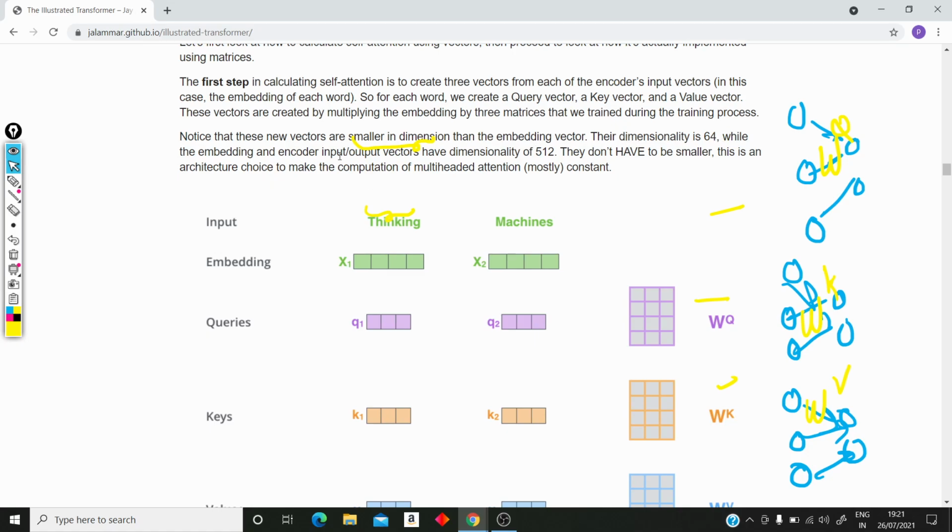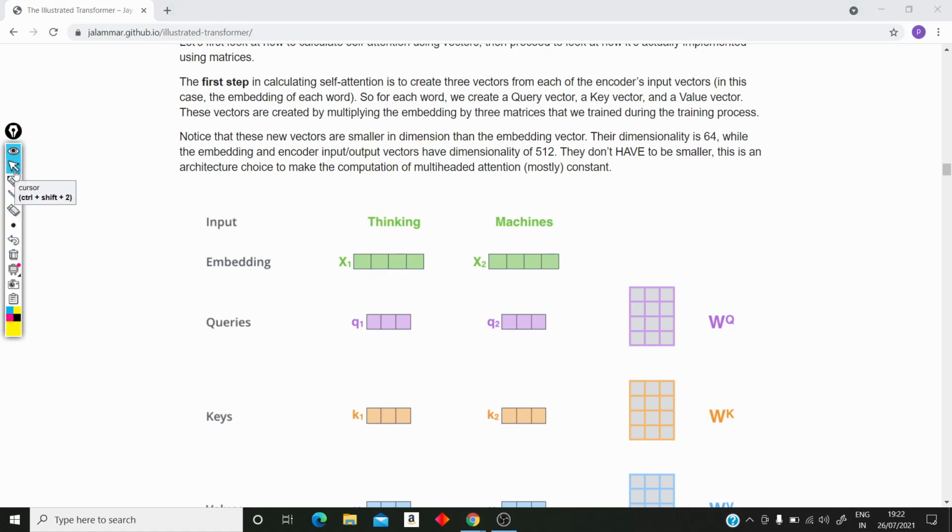Notice that the new vectors are smaller in dimension than the embedding vector. Their dimensionality is 64, while the embedding and the encoder input and output vectors have dimensionality 512, as I already said. They don't have to be smaller, but this is an architecture choice to make the computation of multi-headed attention mostly constant. We'll see what multi-headed attention is. Firstly let's do self-attention, then multi-headed is just a simple extension.